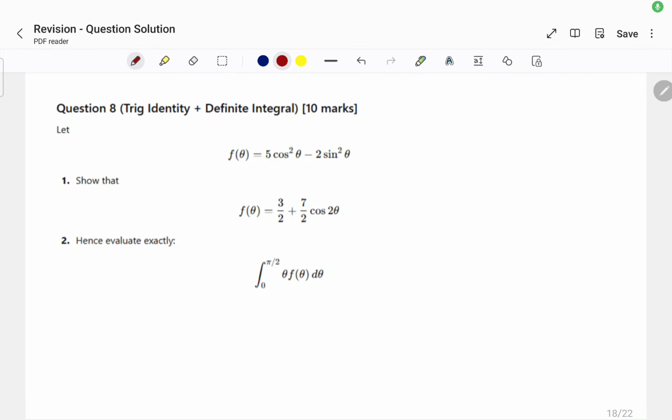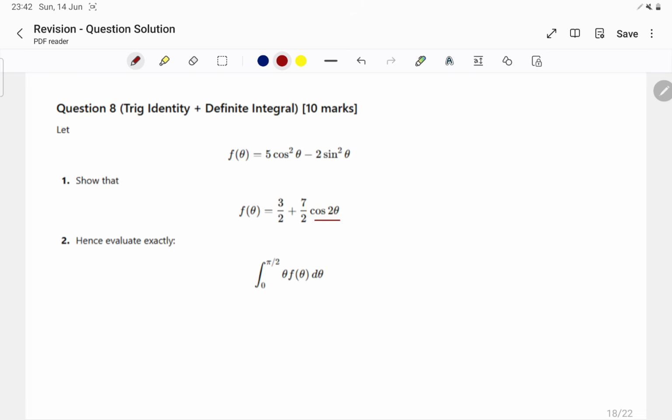Right, we proceed with question 8, where they let f(x) equal 5 cos²θ minus 2 sin²θ, and then they ask us to show that f(x) also equals 3/2 plus 7/2 cos 2θ. So what we have to do is find a formula where cos²θ and sin²θ can change to cos 2θ.